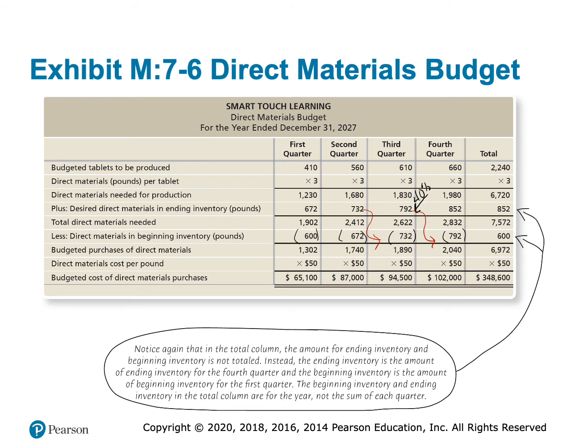Now, again, if we look at our total columns, notice the ending inventory is just quarter four, and the beginning inventory is the beginning of the year. So that total is really the year-end total column. And so now we know that we need to buy a total of 6,972 pounds of materials, and we're going to spend $348,600 on those materials.